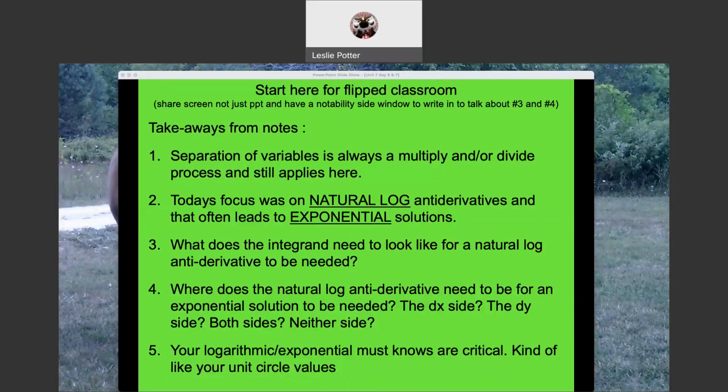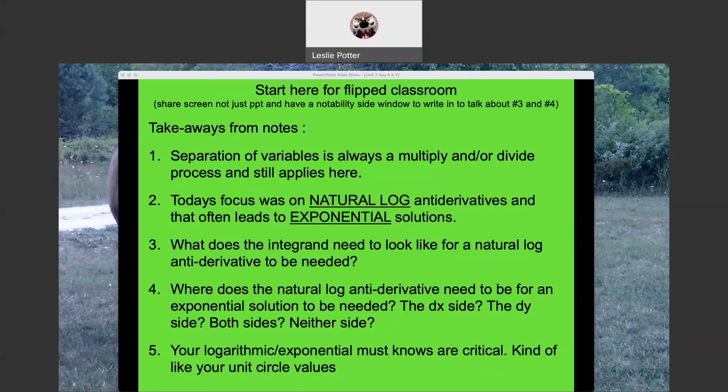Okay, so we're still talking about separation of variables. It always requires a multiply and/or divide process. So we're always multiplying by dx, and then to move the y terms, it depends. Sometimes it's a multiply, sometimes it's a divide, depending upon what you have in that derivative expression. Sometimes it's just a y to a power. Sometimes you're moving a whole group, like a 2y plus 7. You have to bring it over as a group.